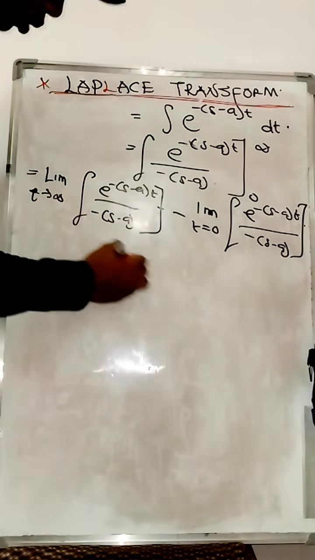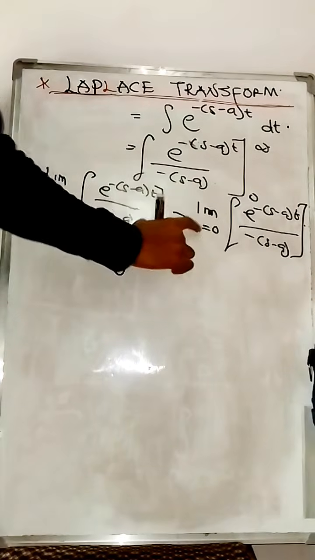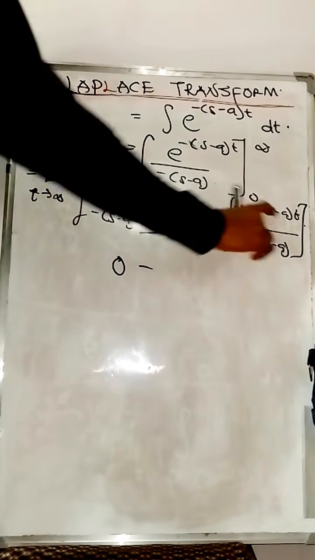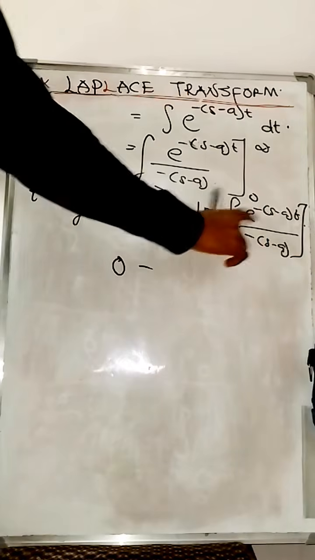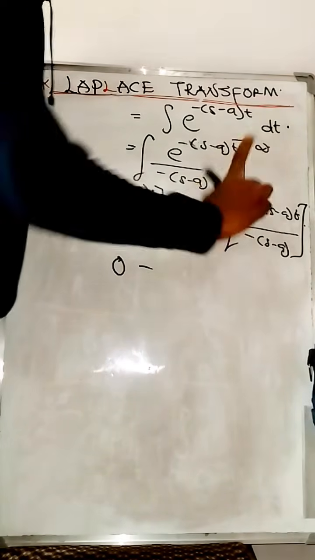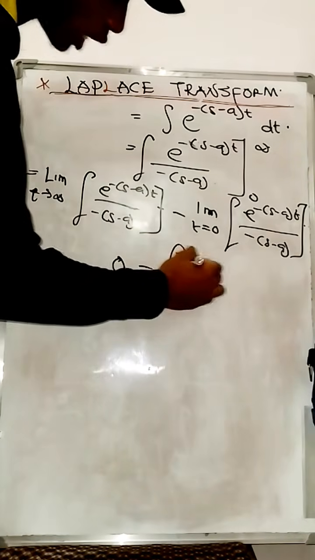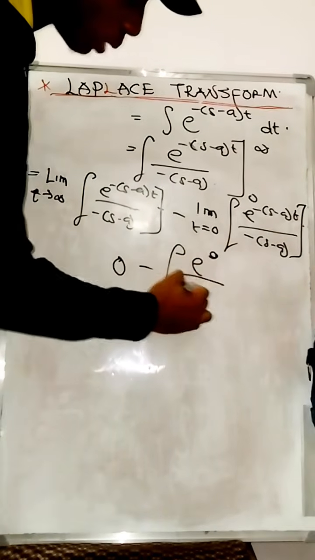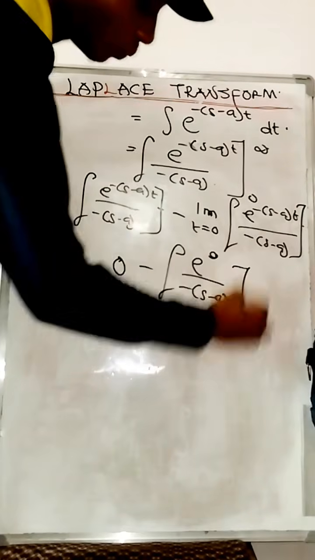So we have 0 minus limiting t to 0. So this is exponential of 0, right? So exponential of 0 times s minus a is basically 0. The exponential of 0 is 1. So we have minus exponential of 0 divided by minus s minus a, right?